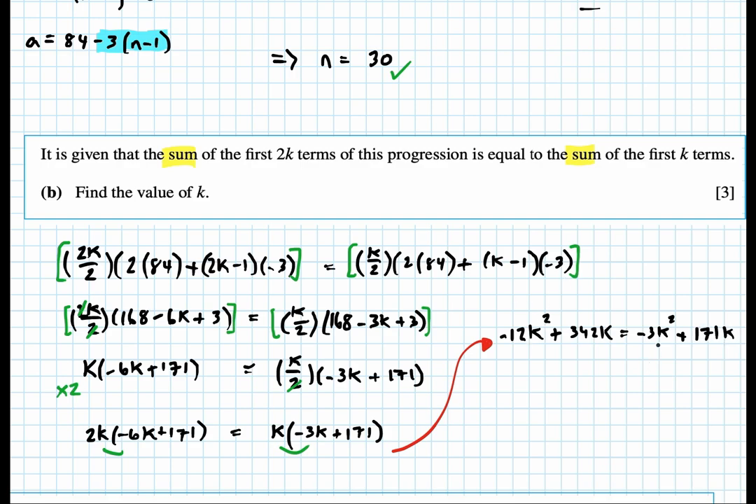And you'll get 342 minus 171. So 9k squared is 171k. Cancel out your k's, and you get a nice whole number then. So how many 9s fit into 171? 19. That's your final answer. That's question 4.